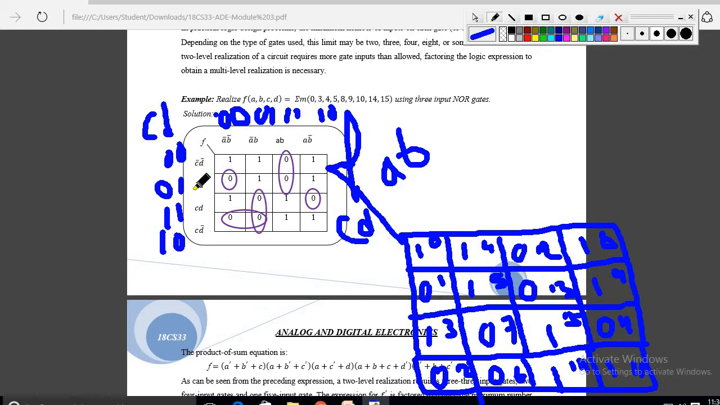0 0 is there, here 0 is there in the place of C. For that reason I am writing C dash. Here D, 1 1 are there, so I am writing CD. Here C and D, 0 is there, for that reason I am writing D bar. Like that first you have to write. It will be very useful while writing the expressions directly.